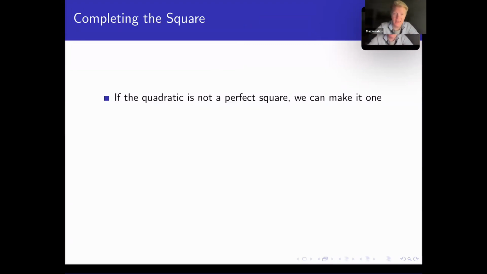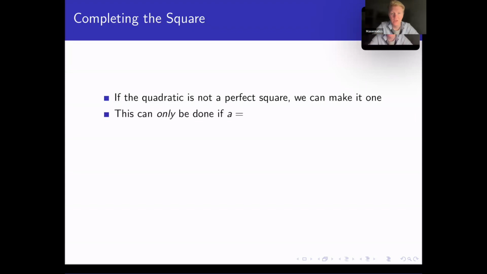Okay. If our quadratic is not a perfect square, what we can do is make it a perfect square, and that's called completing the square. This is a weird method for solving equations. I don't think many of you will use it all that frequently, but it is technically needed to broach the topic of quadratic formula.